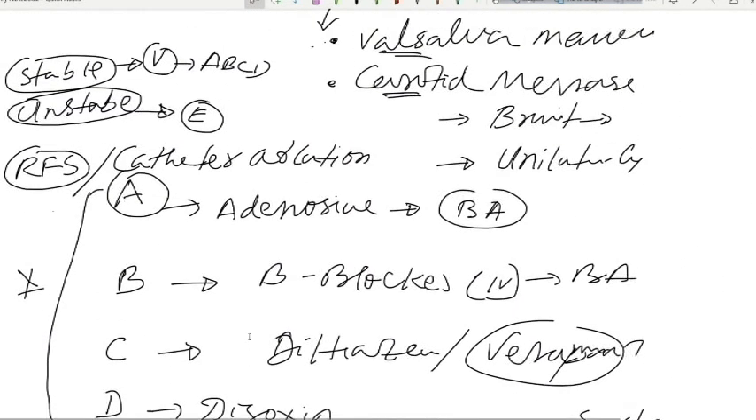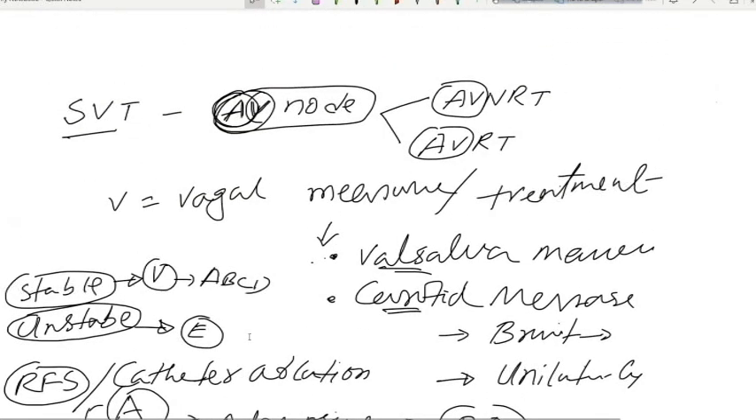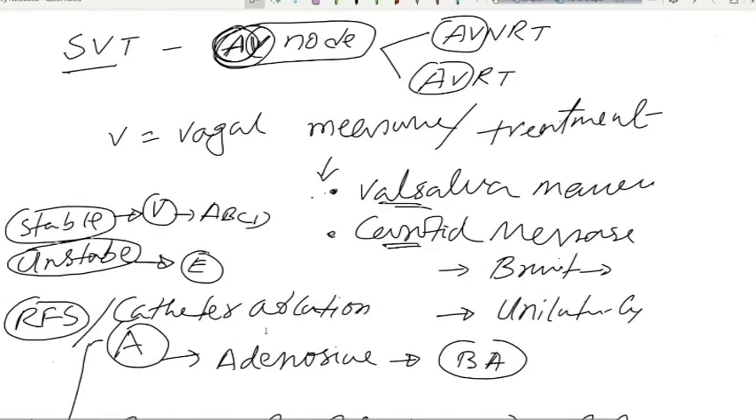So these are the information regarding SVT management. Keep in mind, at first the AV node is the problem of SVT, and from the AV node the AV, V for vagal measures and A for ABCDE. So hope this information will be working for you, and of course for me in future when I will forget all this information. So I will recapitulate at that time myself.